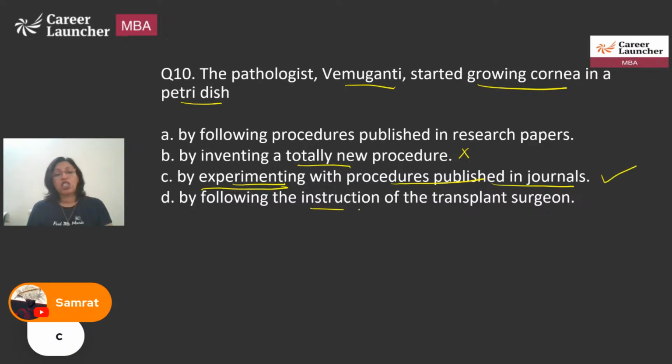By following the instructions of the transplant surgeon, no. By following procedures, did she follow the procedures? There were no procedures that were published in research papers. She experimented with the procedures and then they found the best way. So correct answer will be option number C, and that's your correct answer.